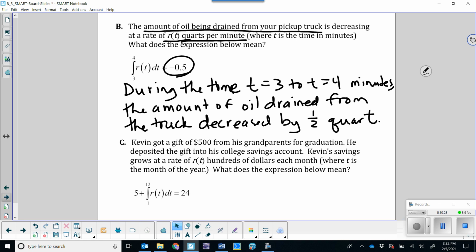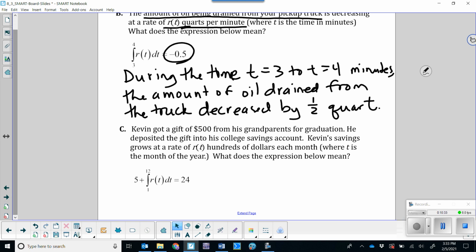So use decrease and don't put negative, because that's what a negative rate means. Okay, so it decreased by half a quart. That's what happened. Or not a rate, but a negative amount for that means that the amount of oil being drained decreased by half a quart because of the negative.